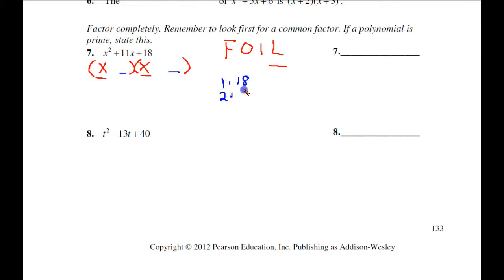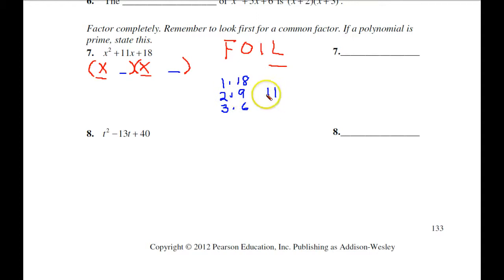2 times 9. And you might say 3 times 6. And then they go the other way too, but this will be enough. Because what I'm looking for is factors that give me, when I multiply, an 18, but when I add them up, give me an 11. So I look over here. If I add these up, I'm going to get a 19. If I add these up, I'm going to get an 11, and that's what I'm looking for.